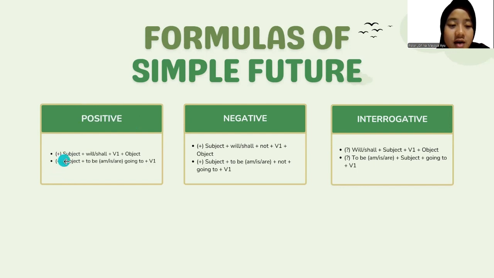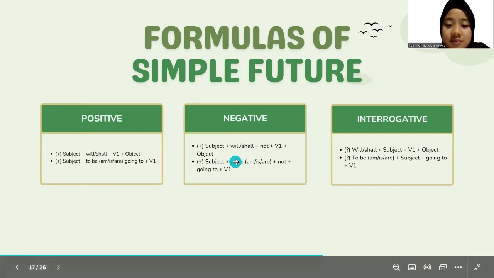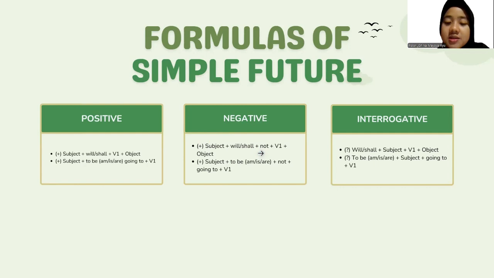So here we have the first condition. We have subject plus will or shall plus verb one plus object. So that's the first form of the positive in future tense. Now, the other one, subject plus to be, is, are, going to plus verb one. Okay, so in future tense, they have two ways of expressing something that is happening in the future.